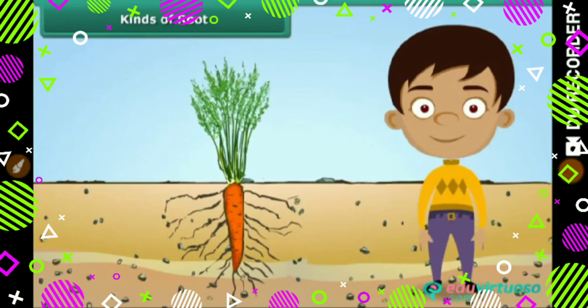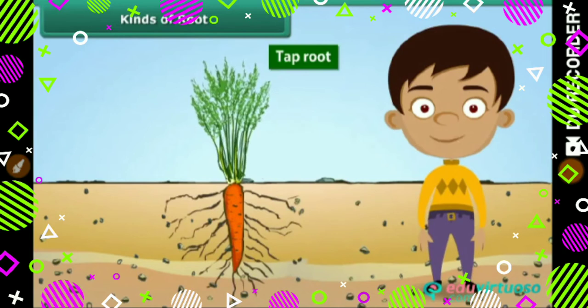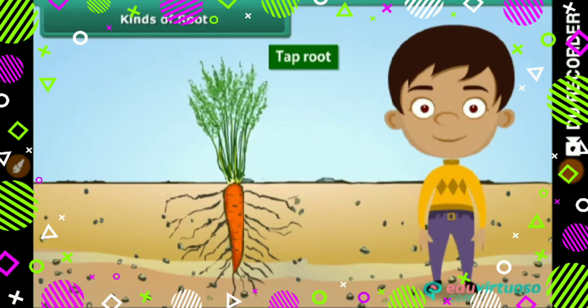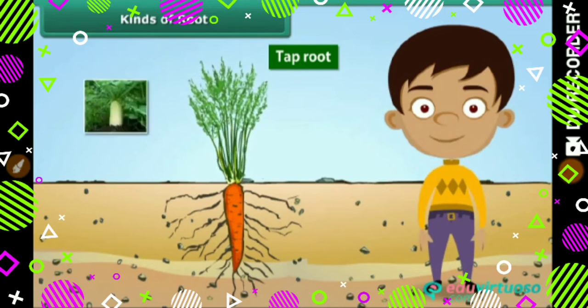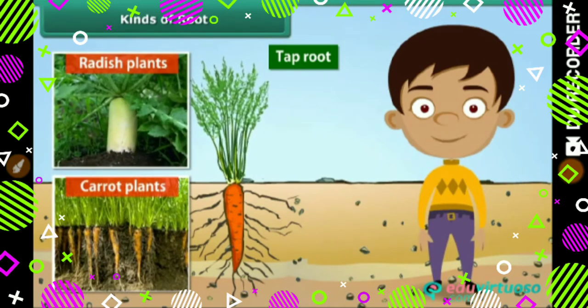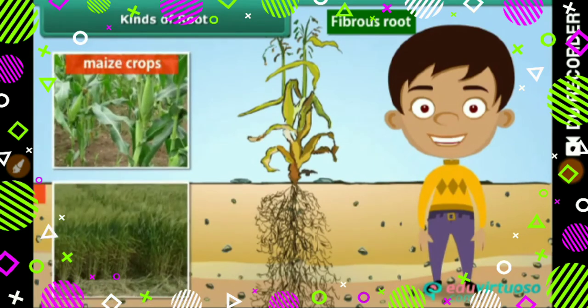Roots are of two types: tap roots and fibrous roots. Taproot is a single, large root that grows straight down deep into the soil. A few small roots that branch from it are called lateral roots. For example, roots found in radish and carrot plants. Fibrous roots, on the other hand, are a cluster of fine roots that spread into the soil. For example, roots found in maize and wheat crops. A fibrous root has no main root.